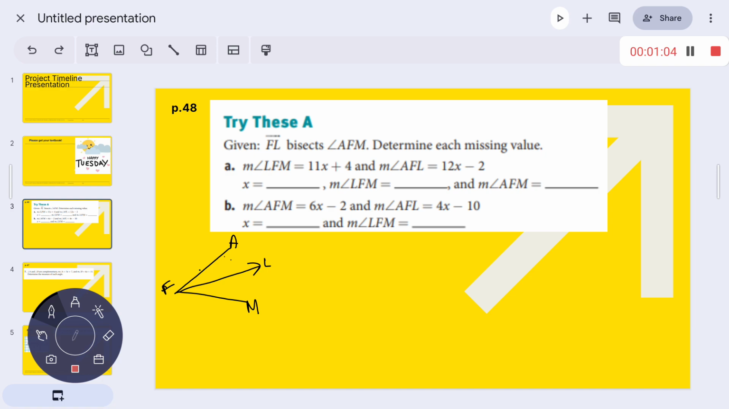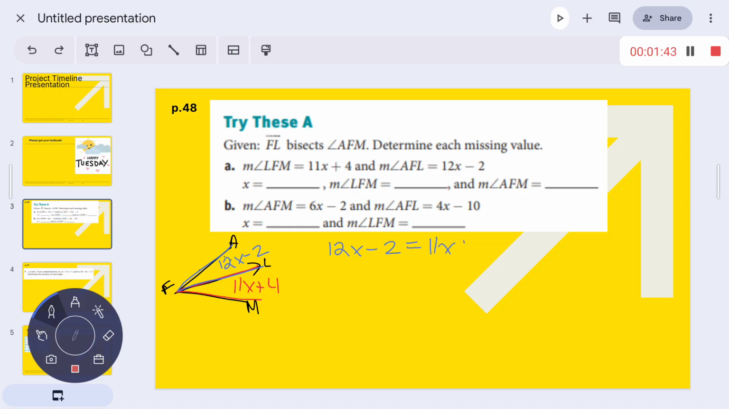Okay. So this says the measure of LFM. So I'm just going to switch colors here. LFM is equal to 11x plus 4. And the measure of AFL, just switching colors so I can see it, AFL, that is equal to 12x minus 2. So I know these two angles are equal to each other. So I'm going to set up an equation. 12x minus 2 is equal to 11x plus 4.